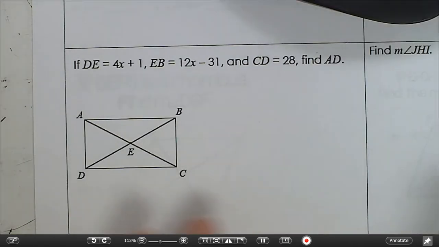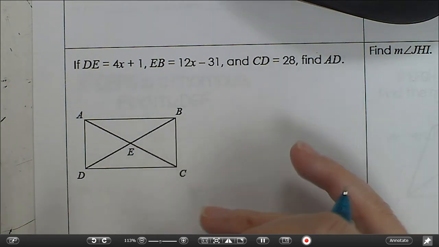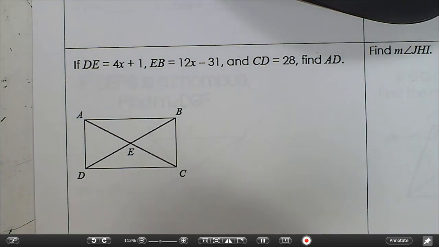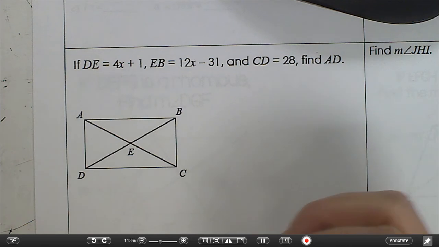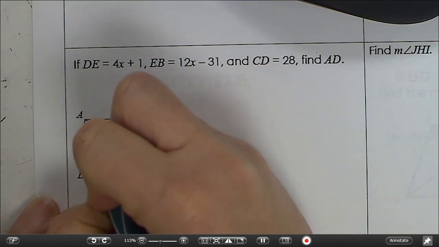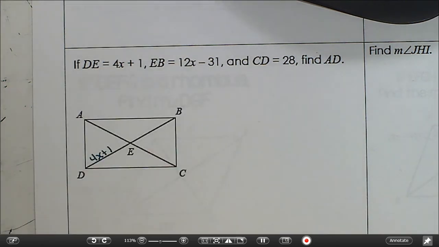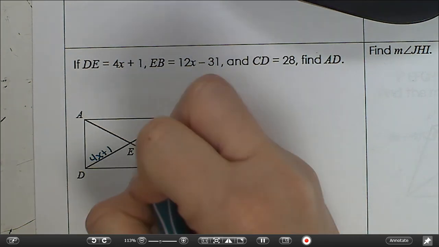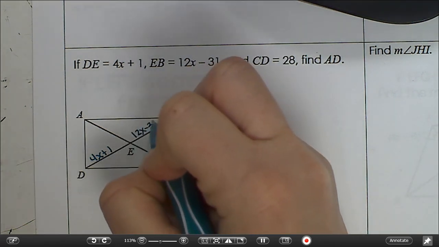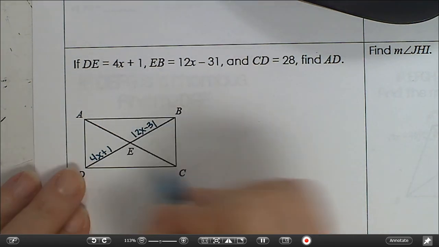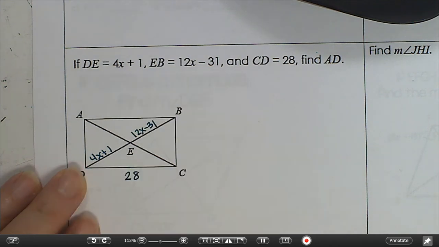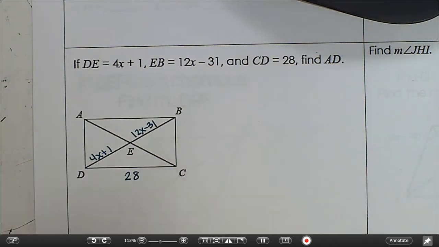All right, next. It is supposed to tell you this is a rectangle, so I'm just going to tell you that out loud. This is a rectangle. DE is 4x plus 1, so it looks like this is going to be a problem with diagonals. EB is 12x minus 31, and CD, the bottom, is 28. And what we want to find is this piece here.